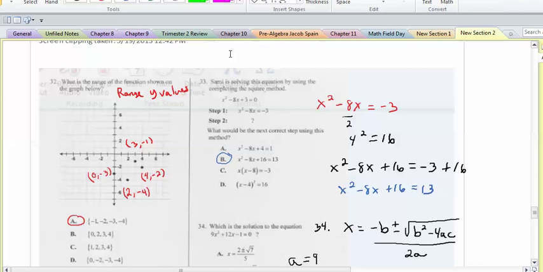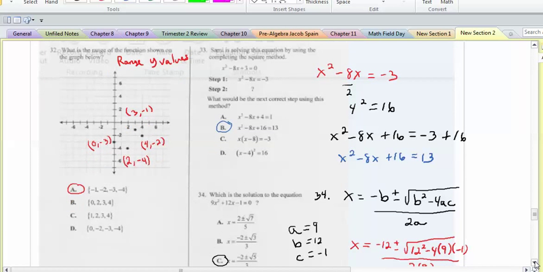Okay, the next one, we're going to find the range of the function shown on the graph. I put the ordered pairs for each of the points. Remember, the range is the y values, and all the y values are -1, -2, -3, -4. So it's letter A. Number 33 is right next to it.